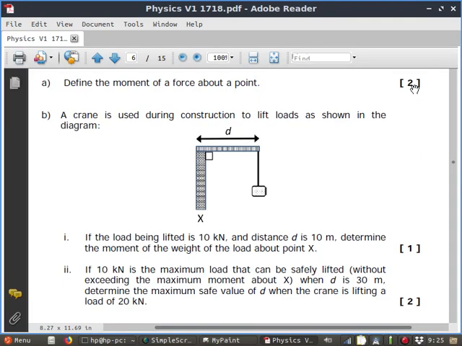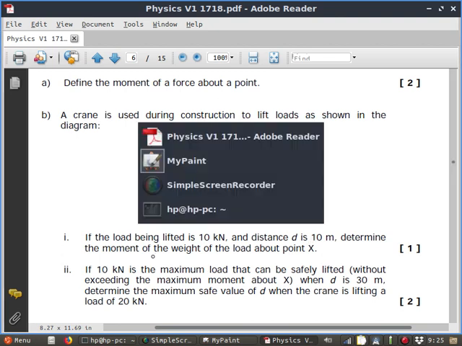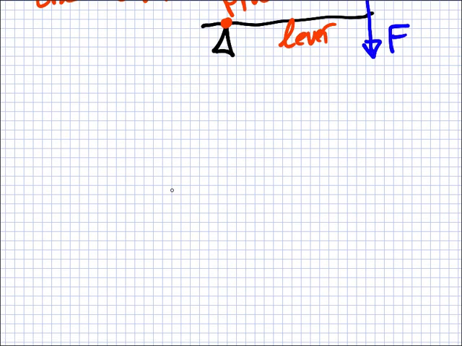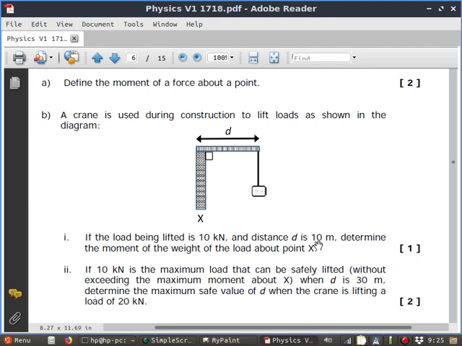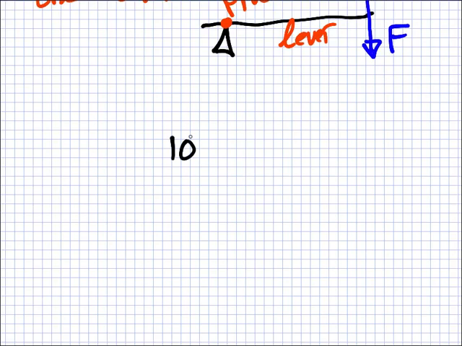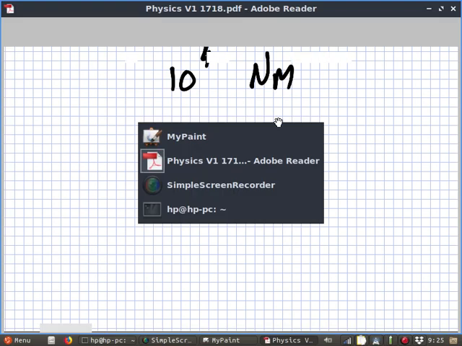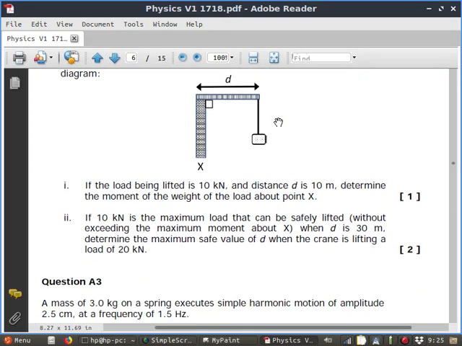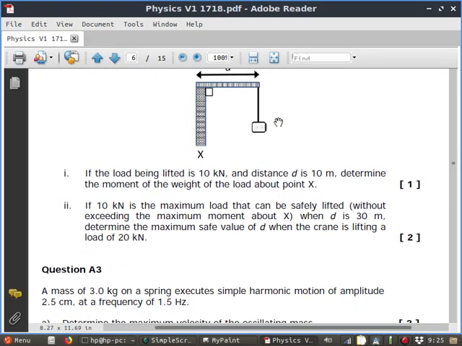Next part, I hope you got it. That's the force, that's the distance. What's the moment? Easy peasy. 10,000 times 10, 100. 10 to the 4 Newton meters. If 10 kilonewtons is the maximum load when D is 30, determine the maximum safe value.